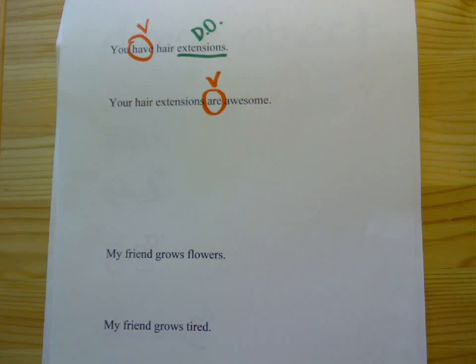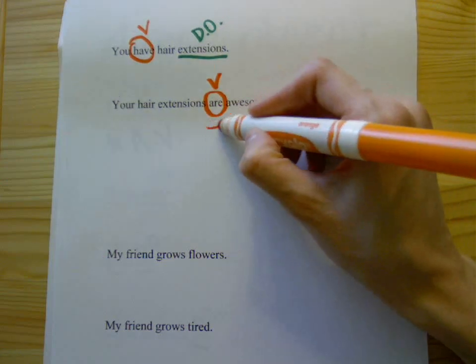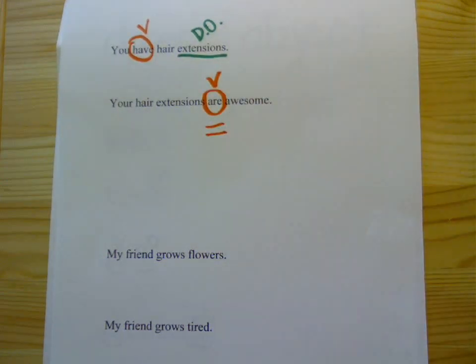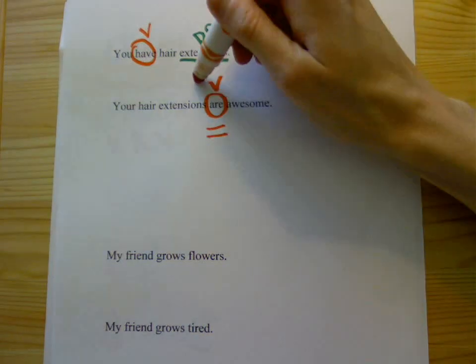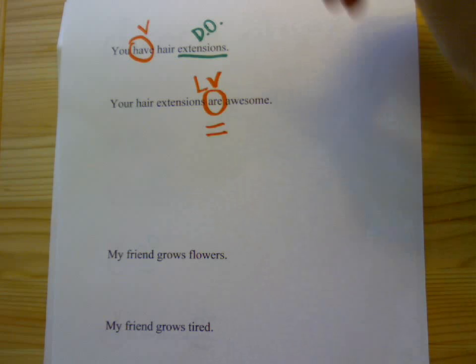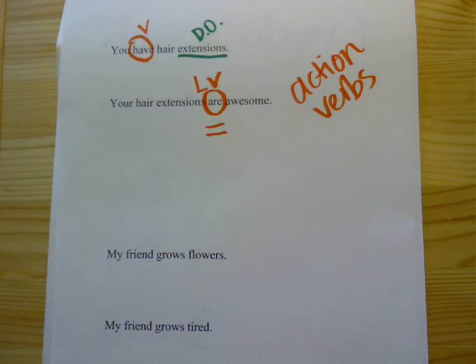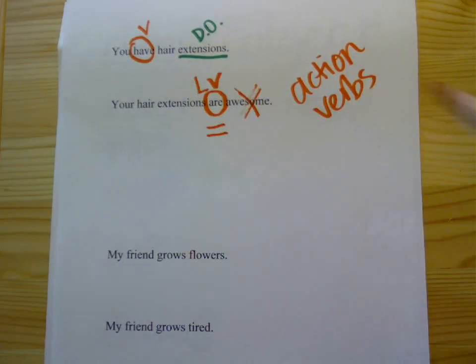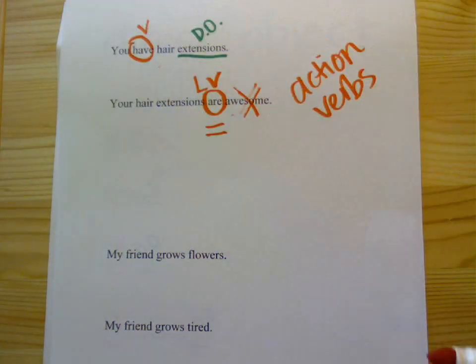I'm so sorry. So are is a linking verb. Remember, linking verbs are verbs where you can put an equal sign and the sentence will still make sense. Your hair extensions equal awesome. So that is a linking verb. Now, what kind of verbs do direct objects need? They need action verbs. So, because we have a linking verb here, this is not a direct object. This is actually called a predicate adjective, and that will be done in another video. So remember to check the difference between your verbs, your action verbs, and your linking verbs.